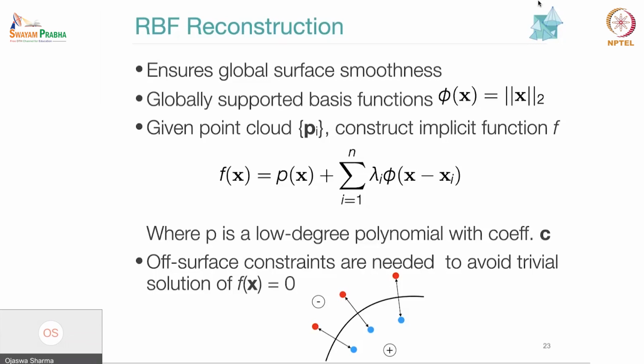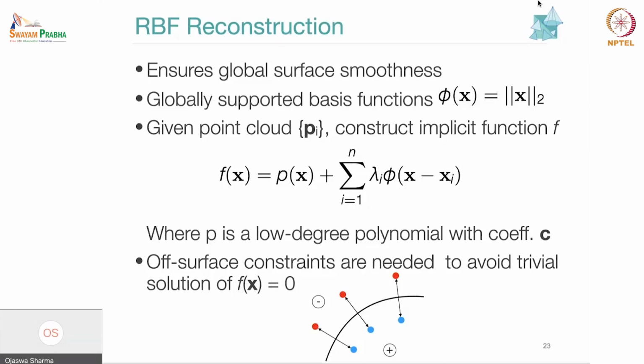The unknowns are the coefficient c and then lambda i's, because you need to weight. It's a weighted combination of these radial basis functions. The lambda i's are unknowns and the c's are unknowns. And because you're going to be taking a level set 0, so remember that for every point p, we want an interpolating surface, right? We want a surface that passes through that point.